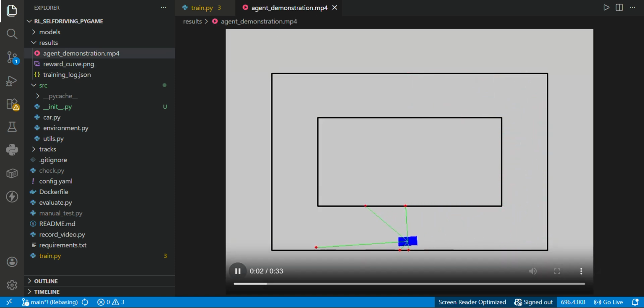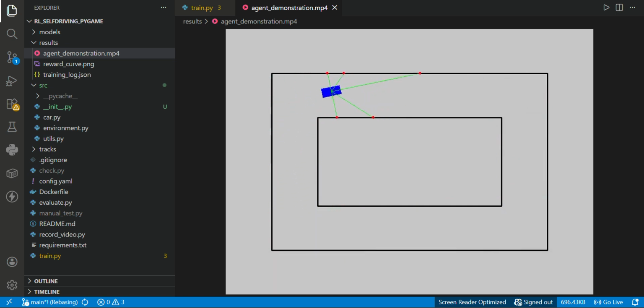Finally, by the end of the training, the agent successfully learns how to drive around the track. As you can see in the demonstration, the car smoothly navigates the environment, maintaining speed and avoiding collisions. It understands when to steer into corners and when to accelerate along the straight segments of the track. What's remarkable is that this behavior was not programmed manually. Instead, the agent discovered this driving strategy entirely through trial and error interaction with the environment.